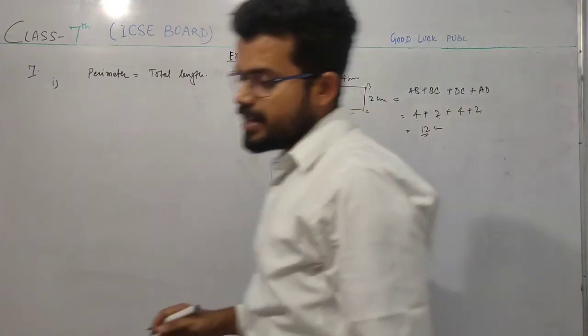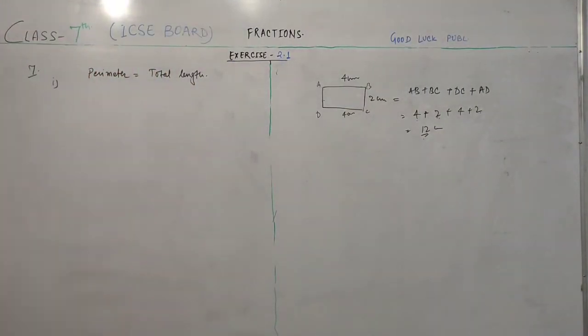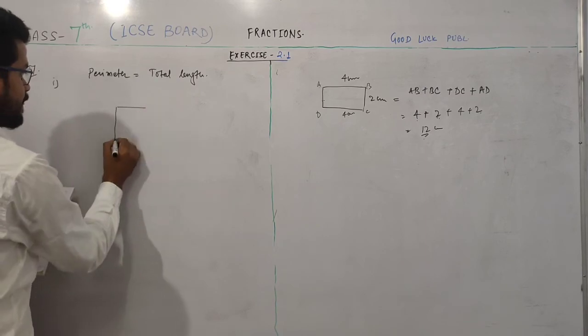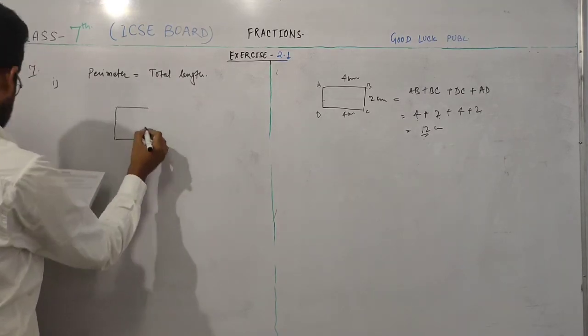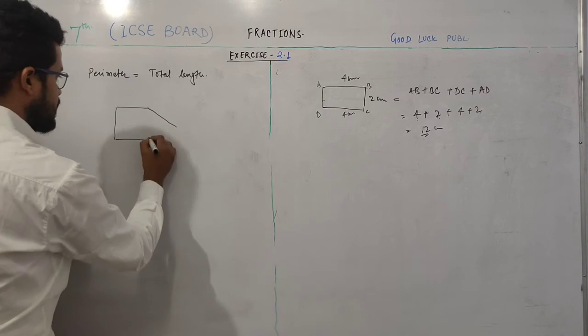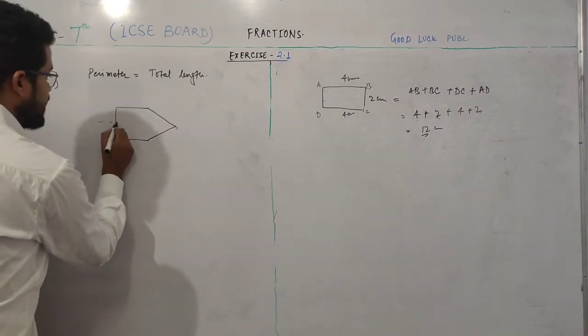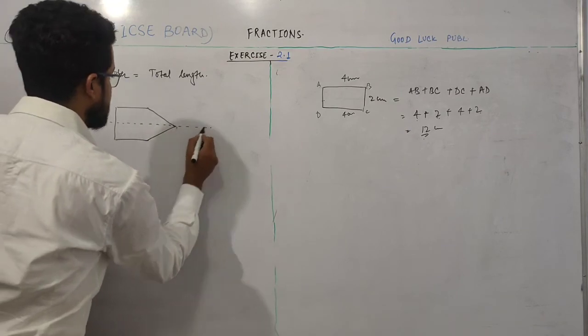Okay, similarly here a shape is given in the question. This is E, this is the shape which is given in the question, and here there is an axis.